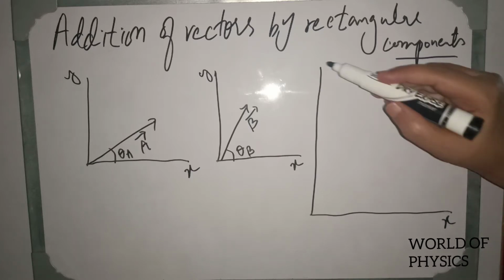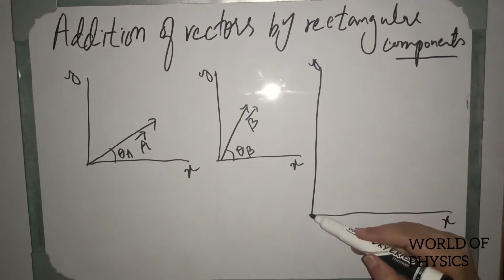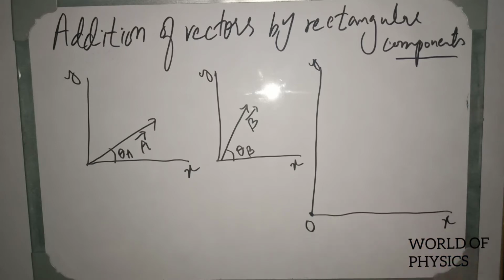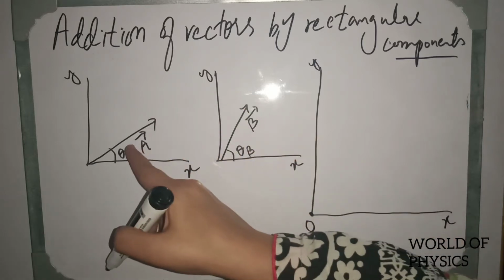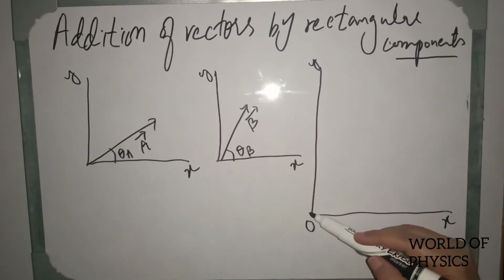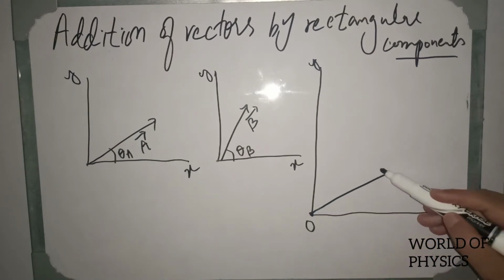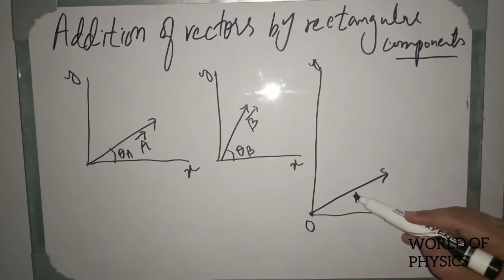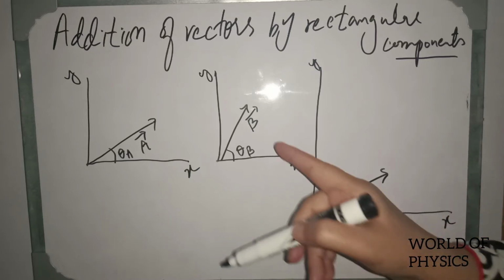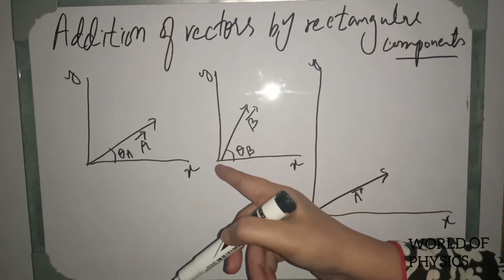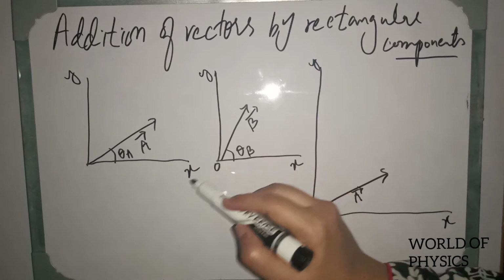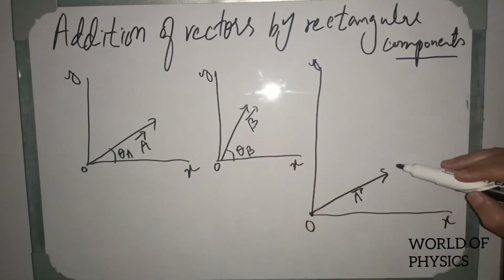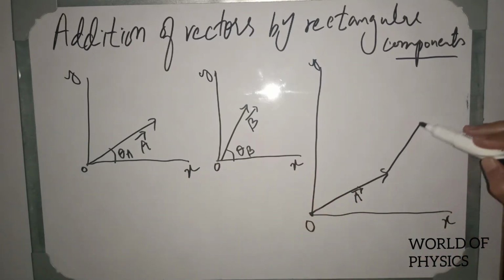Now we have to add these two vectors in another Cartesian coordinate system. Here first of all we will take origin point O, and then we will place vector A just like this in this diagram. This is called vector A. Now to add vector B to vector A, we will place the tail of vector B on the head of vector A in this way. We have placed the tail of B on the head of A. This is vector B.